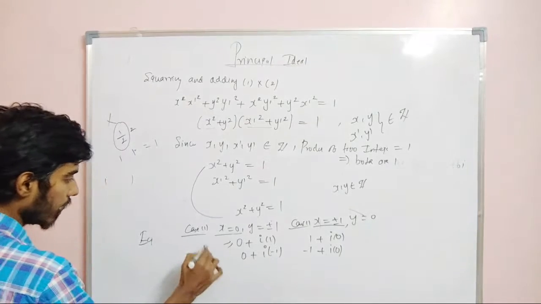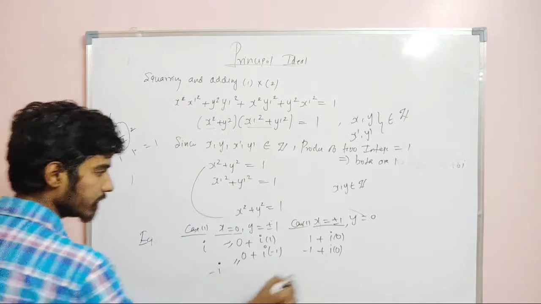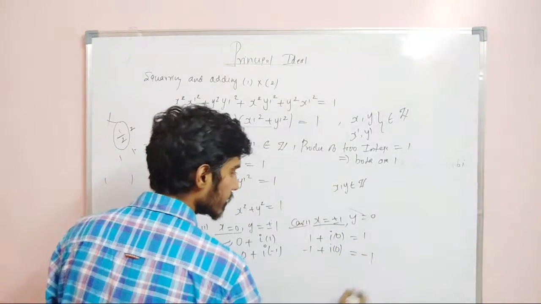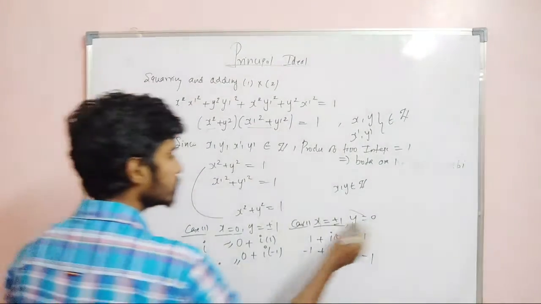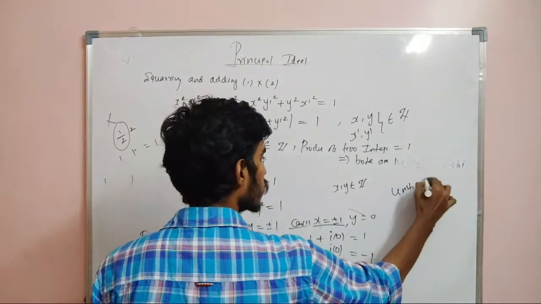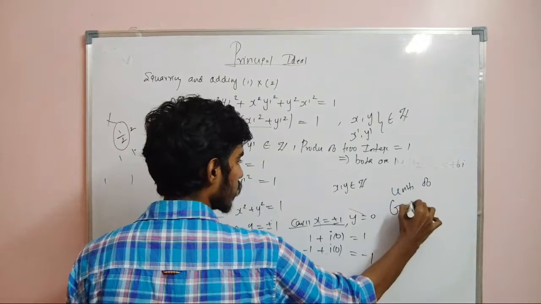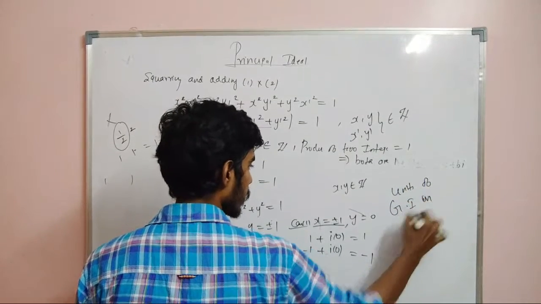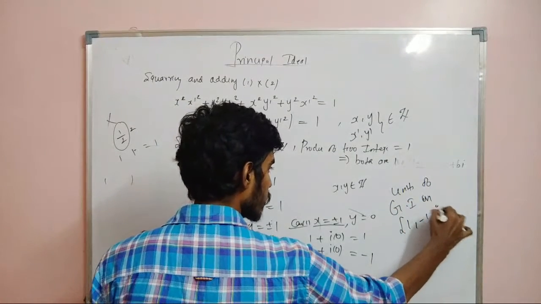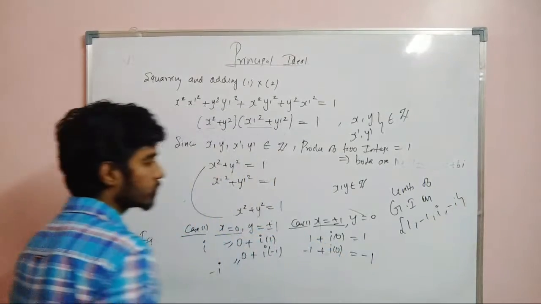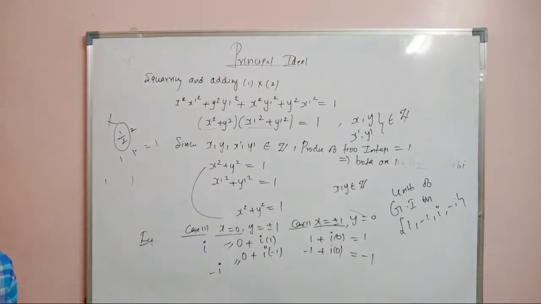So which is i, which is minus i, this is 1 and this is minus 1. So therefore the answer is: units of Gaussian integers are 1, minus 1, i and minus i. So you can also say that the units of Gaussian integers are the 4th roots of unity.